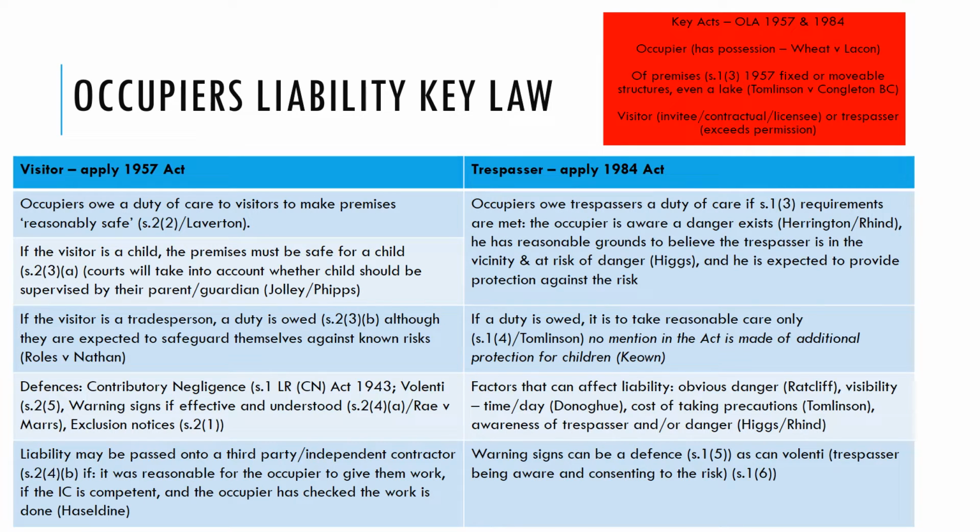In summary, we've got who the parties are, occupier or visitor or trespasser, the premises, and then what I've got in this table is the duty, when the duty will be owed, and what the defences are. So we've got five or six structured areas there.